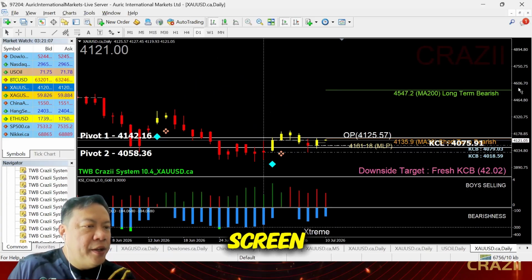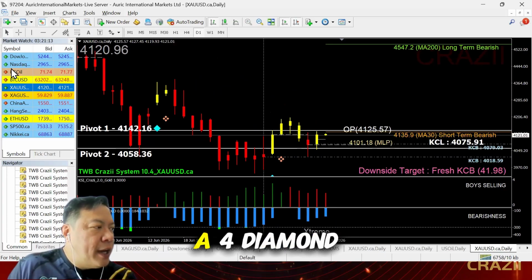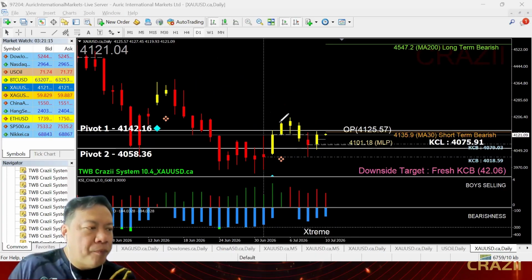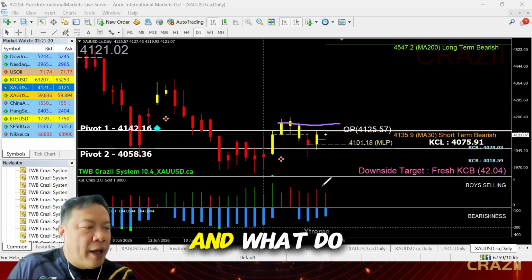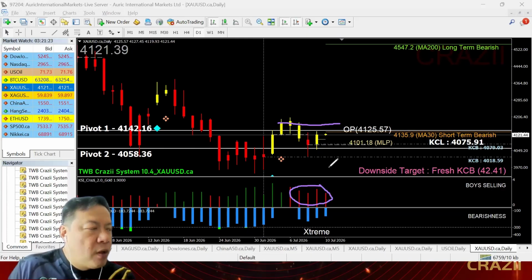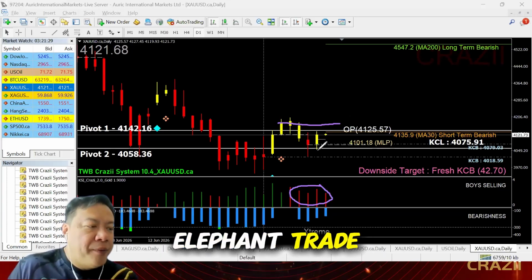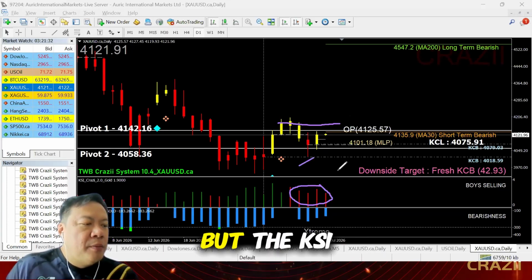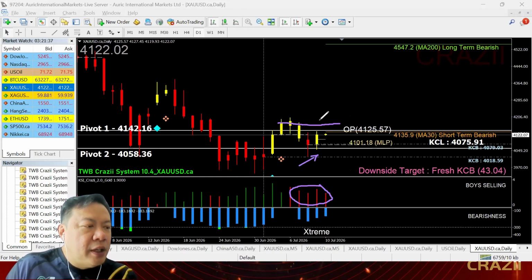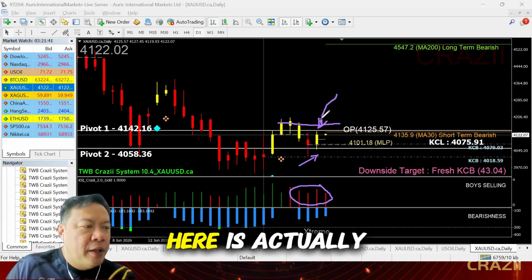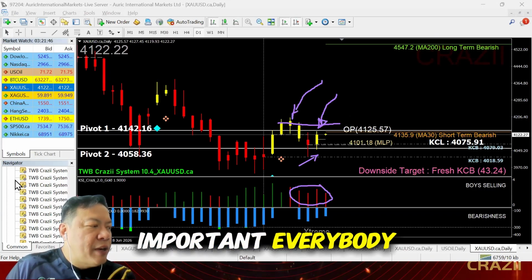As you can see on the screen, we have a 4 diamond. So now the market is trading below the diamond line. And what do we have on the KSI? It's red. So we have a potential elephant trade whereby the price is up, but the KSI is red. Because of that, the yellow candle here could be part of the K trend. Very, very important, everybody.